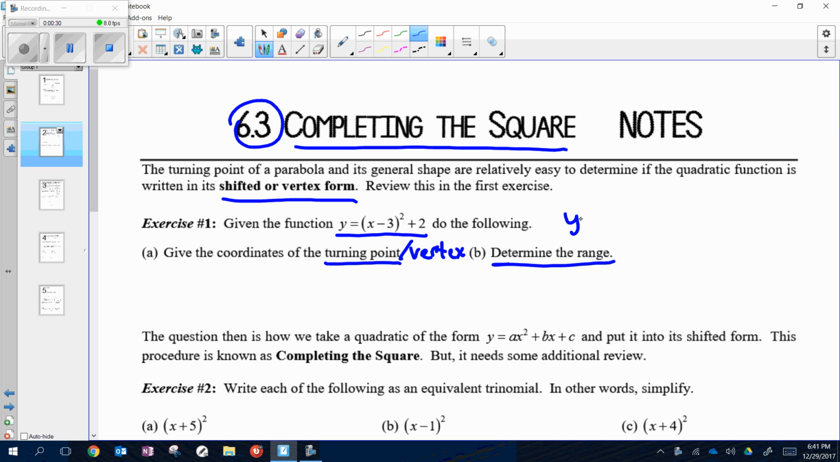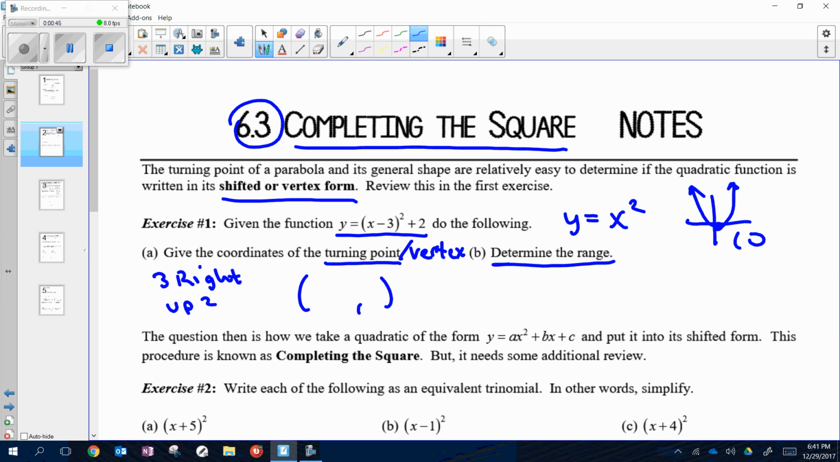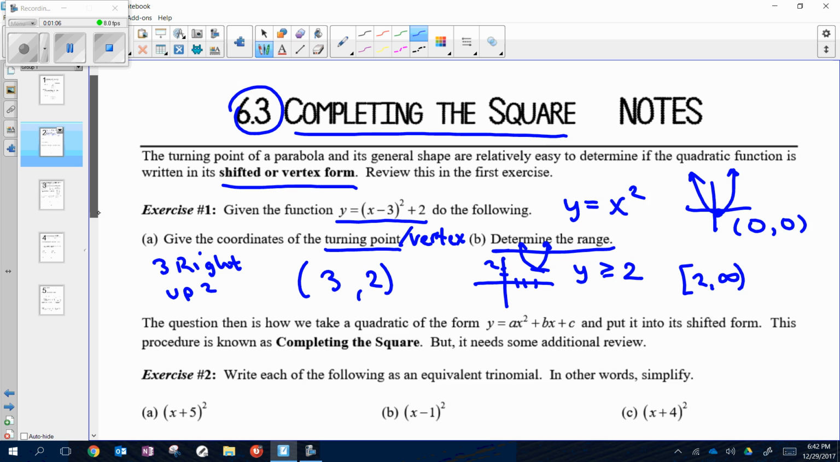So if you're thinking about the original parent graph, x squared, and the vertex being at 0, 0, you can see that this one shifted 3 to the right and up 2, which made the vertex go from 0, 0 to 3, 2. And the range, if you plot the point 3, 2, you can see is everything greater than or equal to 2, or 2, infinity. So it's really nice to have something written in that form.